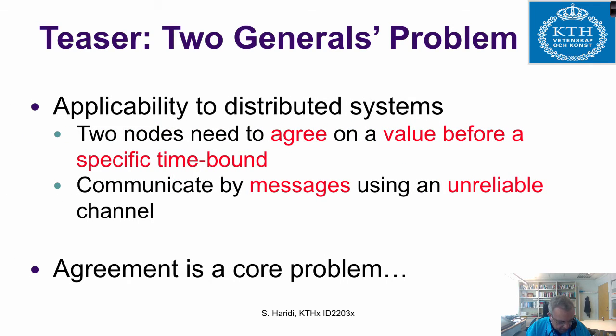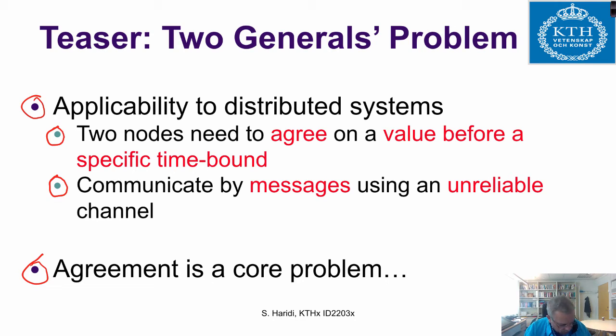Just to abstract again about the applicability of this problem in distributed systems: we have two nodes that need to agree on a value before a specific time bound, but we have an unreliable communication channel. And this is not possible to solve. There are so many flavors of agreement problems. Agreement is a core problem in distributed systems.